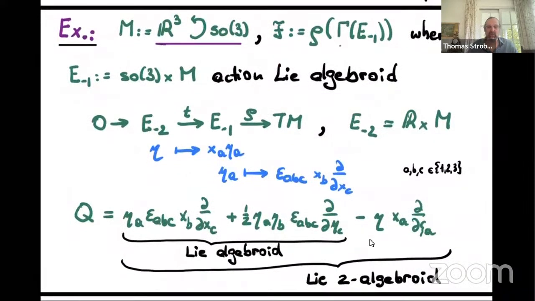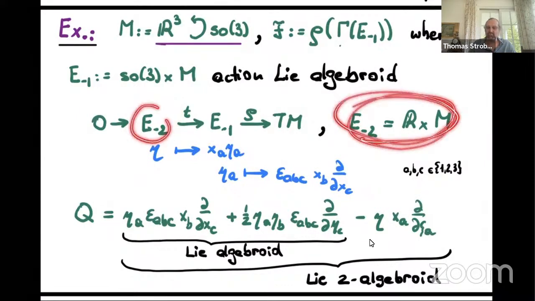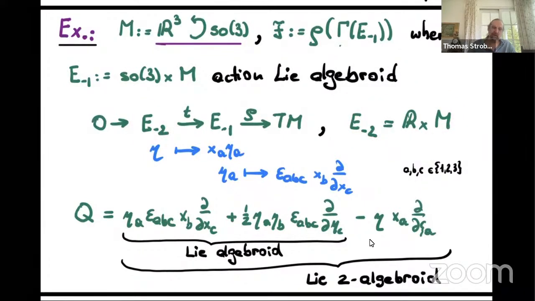And this simple example is one I discussed already before a little bit. So we have R^3 with rotations on it. And so there's an action algebroid, this so(3) times M, and you take the singular foliation, just the orbits of these rotations. So to satisfy the condition in the theorem with Sylvain and Camille, you need also a rank 1 vector bundle in degree 2. Because you see that these generators of rotations, if you multiply them from the left with x^a, then this is automatically zero. So there's a kernel, and to make a complex, a resolution on the level of sections, you need to add one element here.